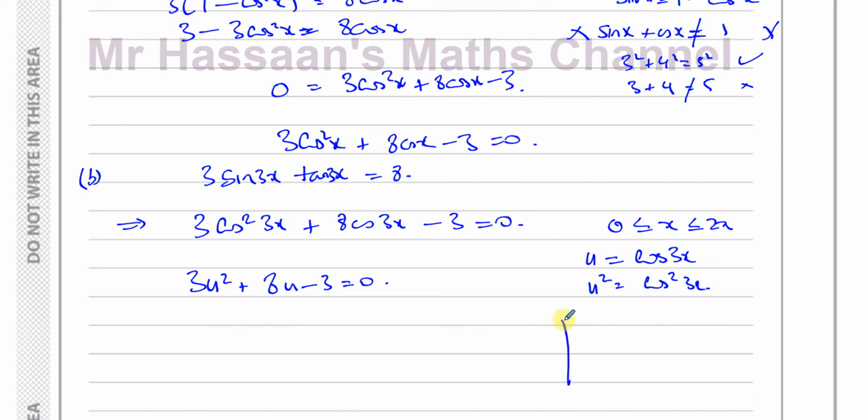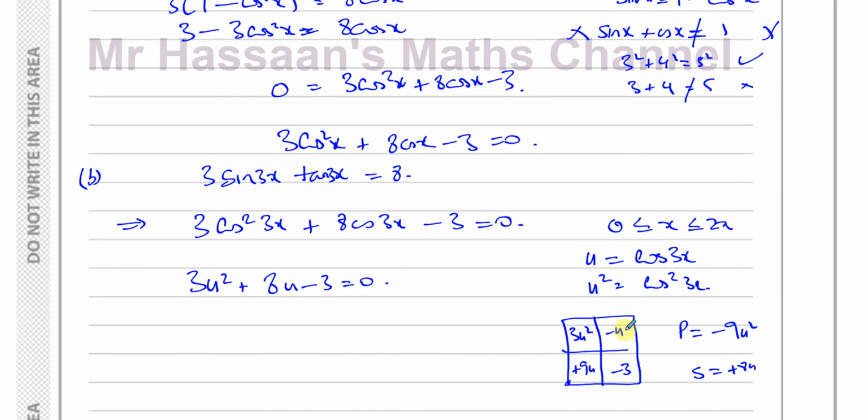Now we have to factorize this expression. So what I can do is I can take my 3u squared over here and my minus 3 here. I'm looking for a product of minus 9u squared and for a sum of plus 8u. It looks like it's going to be plus 9u and minus 1u. 9u minus 1u is 8u, and 9u times minus u is minus 9u squared.